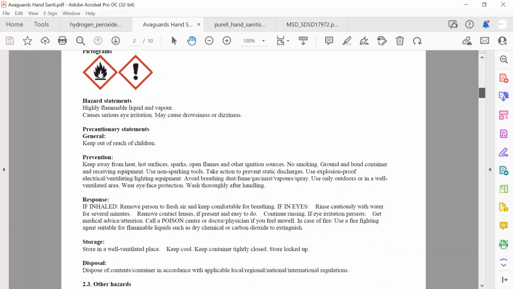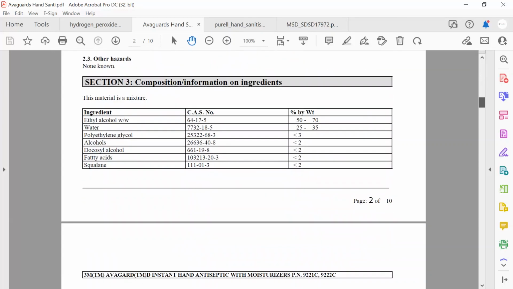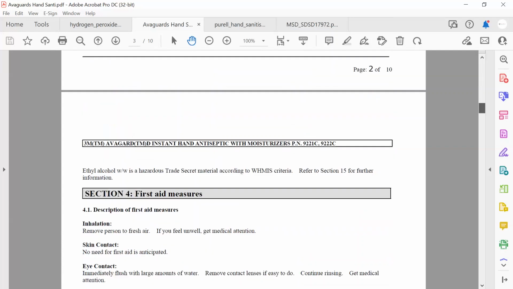It talks about some prevention, what to do if it's inhaled, to store it in a well ventilated place and keep in a cool area. Also keep the container tightly closed. So you definitely don't want to store this outside in a central area here in Florida. Okay. It talks about its percentage. It does have ethyl alcohol as well as other alcohols. So it's one of the reasons it is so flammable. So be very cautious about that.